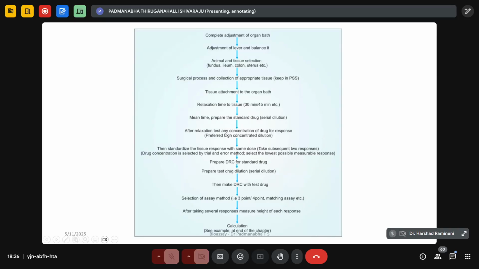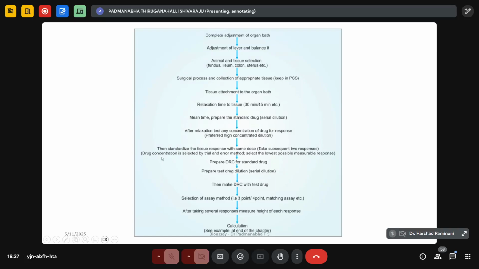After the relaxation time, test any concentration of drug for response. Preferably a high concentration dilution is checked initially to see whether the tissue is responding or not. Then you go for standardization: you standardize the tissue response with the same dose. You need to take two subsequent responses, and the drug concentration is selected by trial and error. Select the lowest possible measurable response.